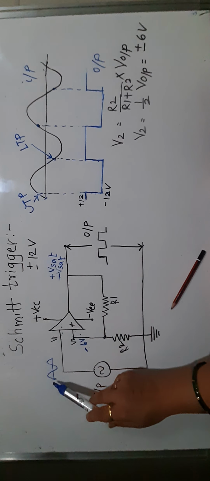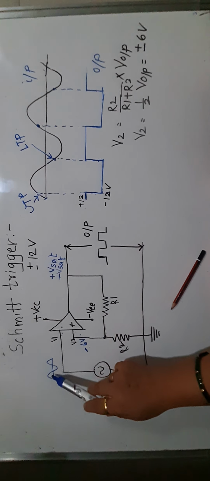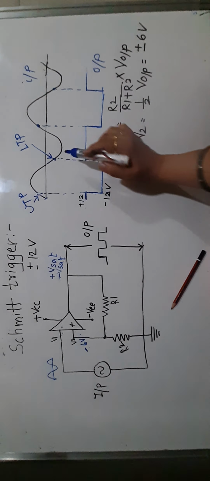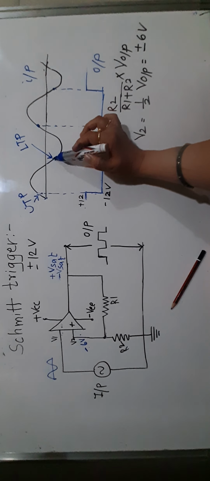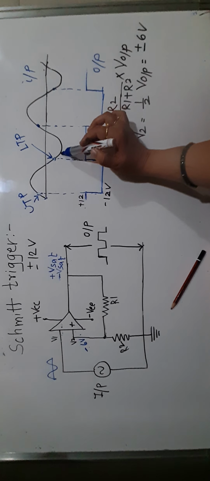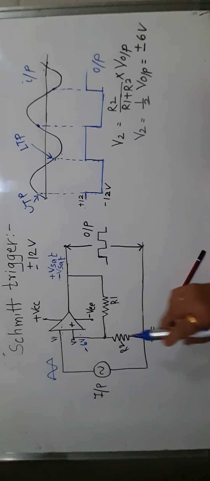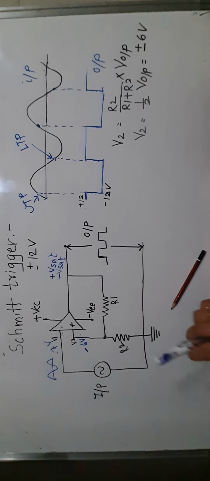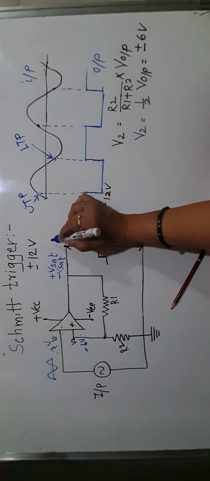This voltage is higher, it is increasing, then decreasing. When the voltage becomes less than minus 6 volt, see, this is the minus 6 volt level. So when the input drops below minus 6 volt, here the voltage is more positive than the negative terminal. Say when this voltage becomes minus 7 volt, the voltage at the positive terminal V2 is more positive. So the output changes from minus to plus Vsat again.